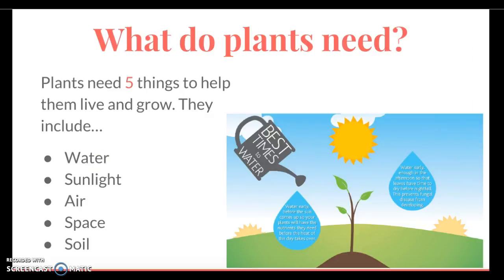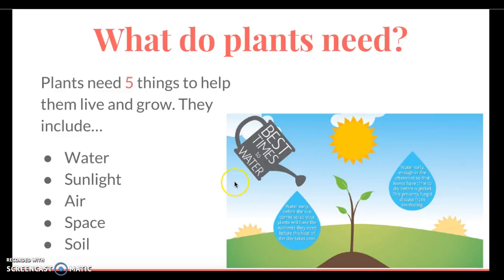Our next question is, what do plants need? Plants need 5 things to help them live and grow. These 5 things include water, sunlight, air, space, and soil.